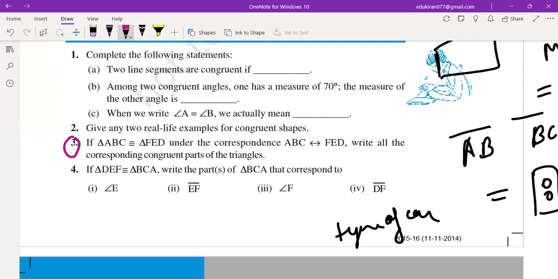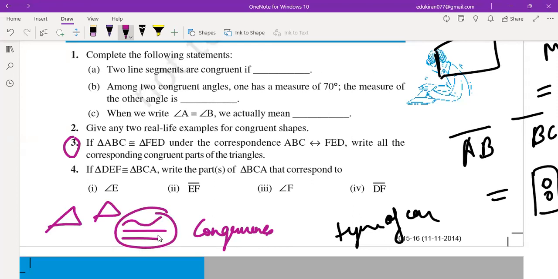The third question says, if triangle ABC and triangle FED, do you know what the sign is? Yes, it is the sign of congruence. Instead of mentioning that this triangle is congruent to this triangle, you can simply put the sign. Under the correspondence that ABC is FED, you have to draw this and write all the corresponding congruent parts of the triangle.